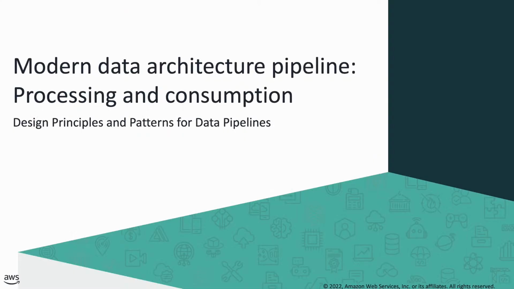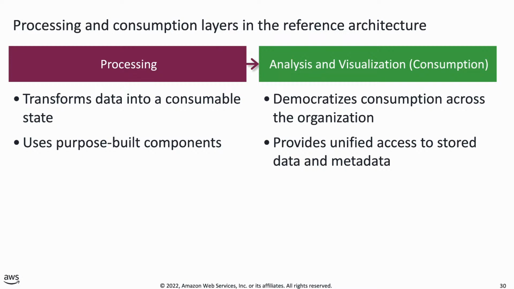Modern data architecture, pipeline processing, and consumption. Let's talk through a few of the things here. First, we have processing and consumption layers in the modern data architecture that prepare data and make it available to consumers. This consumption layer would equate things like analysis and visualization of a data pipeline, and also it's a reference architecture, and it could be referred to as the consumption layer.